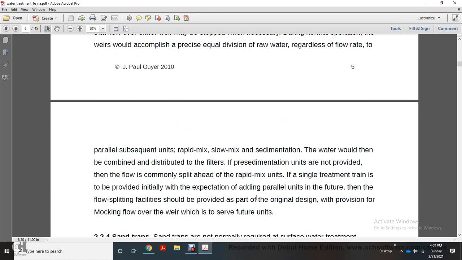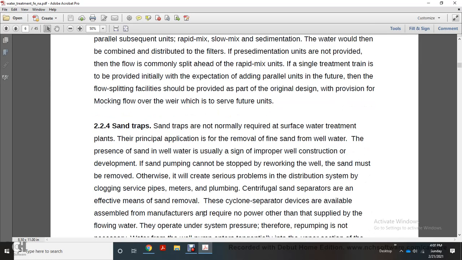If pre-sedimentation units are not provided, then the flow is commonly split ahead of the rapid mix units. If a single treatment train is to be provided initially with parallel units added in the future, the flow splitting facility should be provided as part of the original design, with provisions for blocking flow over the weir to serve future units.